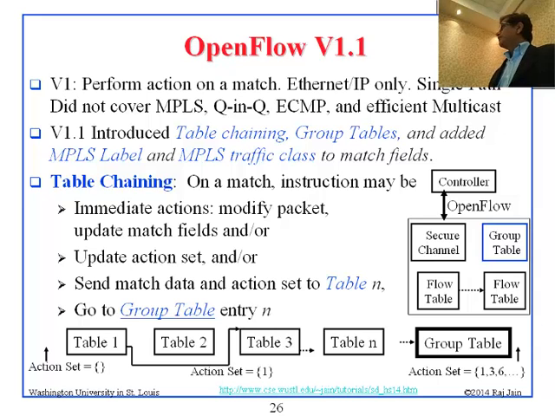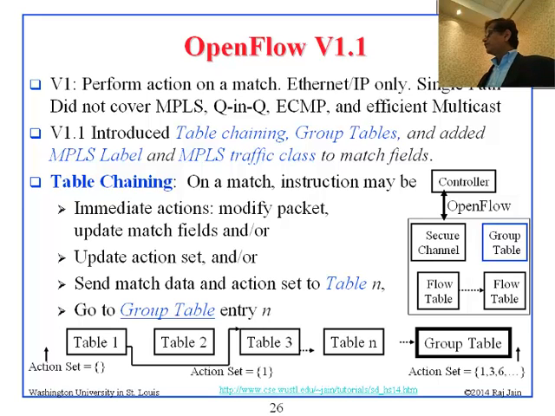What is the thing they could not do? They could not do MPLS. They could not do Q-in-Q. They could not do ECMP. They could not do multicast, etc., with version 1.0. So 1.1 allows you to do some of these things. So first thing new here is table chaining. Instead of one table, now you have multiple tables.